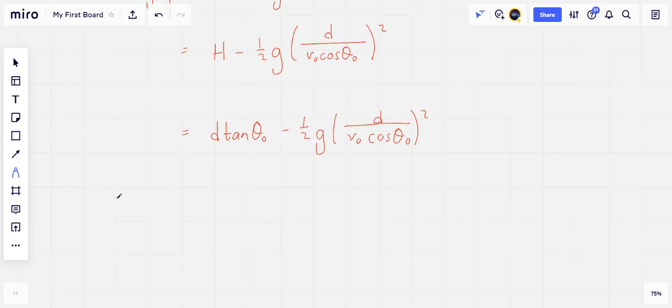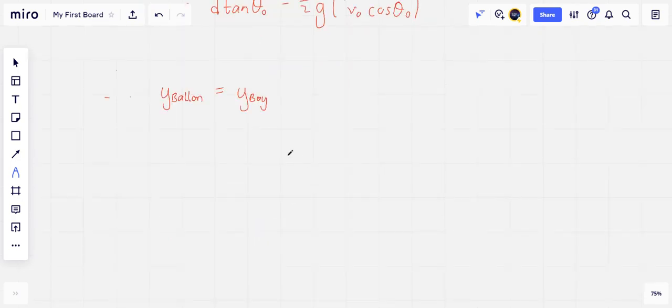And we can see from here that the vertical position of the balloon is equal at that time to the vertical position of the boy. And so the boy and the balloon are at the same height, at the same horizontal location, at the same time, which means they will collide.